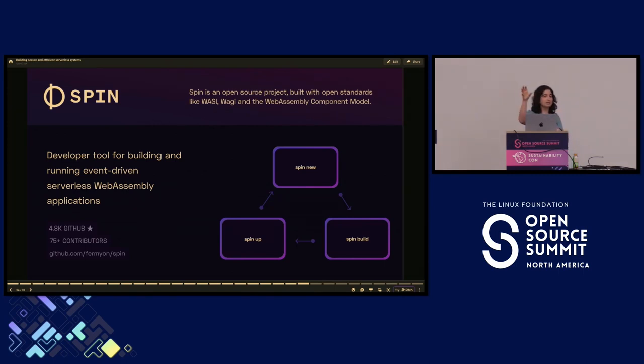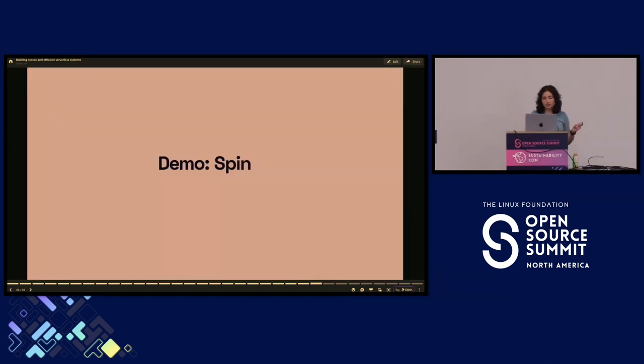And Spin as a CLI boils down to these three commands. So spin new, and you choose what language you want to build your application in. Spin build, you now have your .wasm file. Spin up, now it's running locally. And we'll talk about how that expands into other environments later. So I'm going to go ahead and demo that.